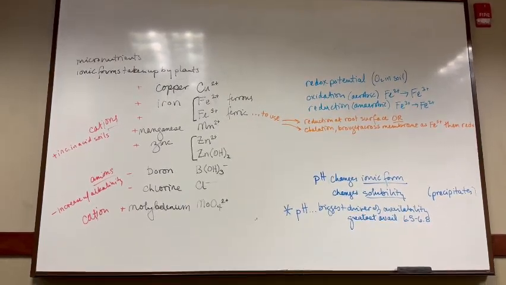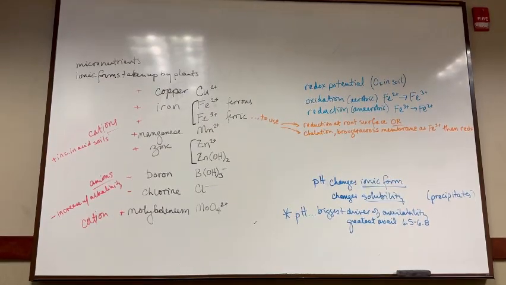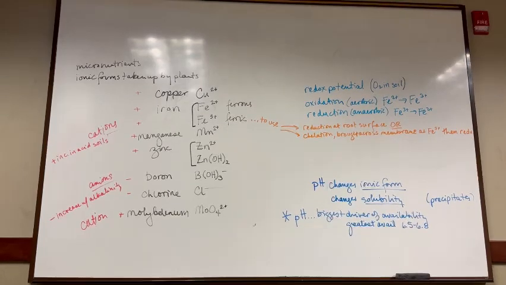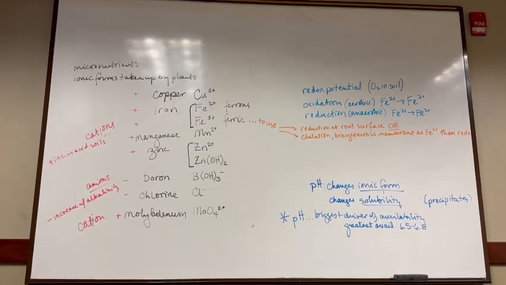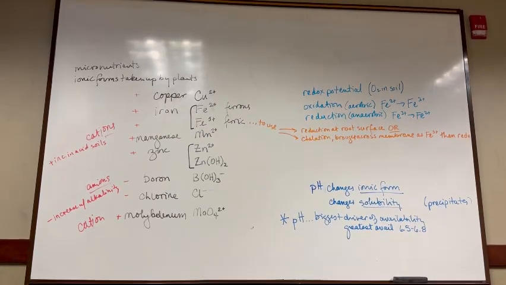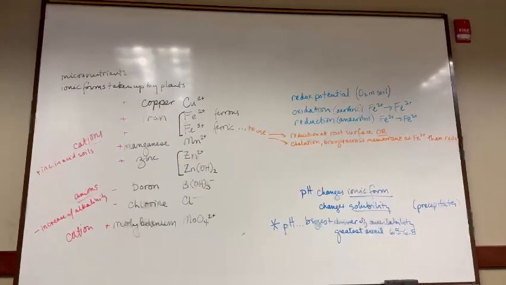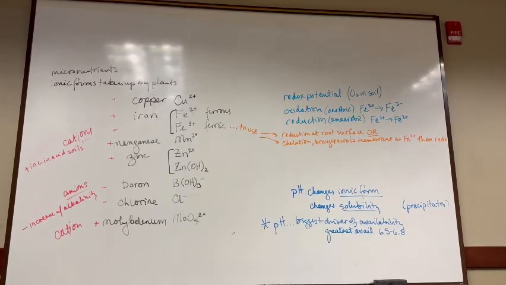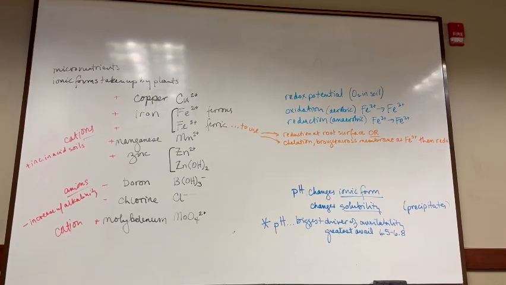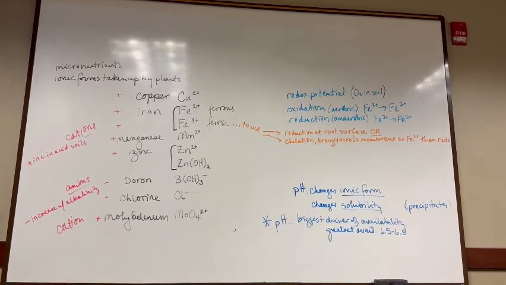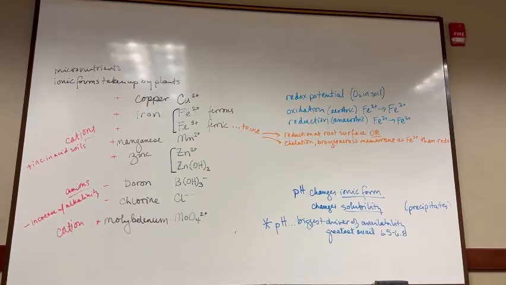So pH is the biggest driver of micronutrient availability. Deficiencies are usually because of availability, so most often due to pH. Cations increase in acid soils. Anions increase with alkalinity. The greatest availability is between a pH of 6.5 and 6.8.